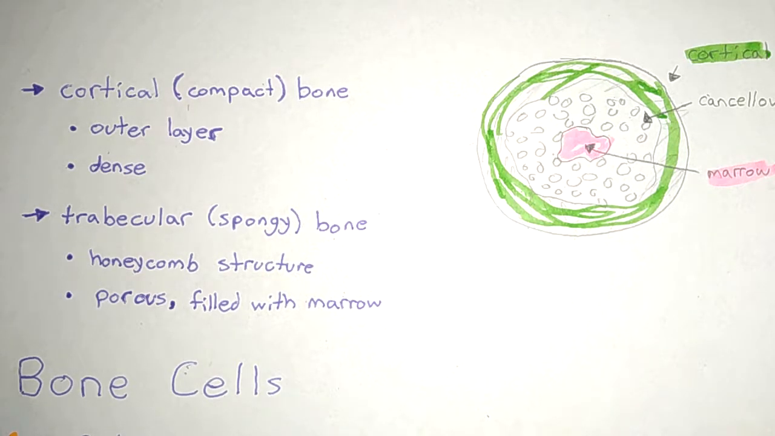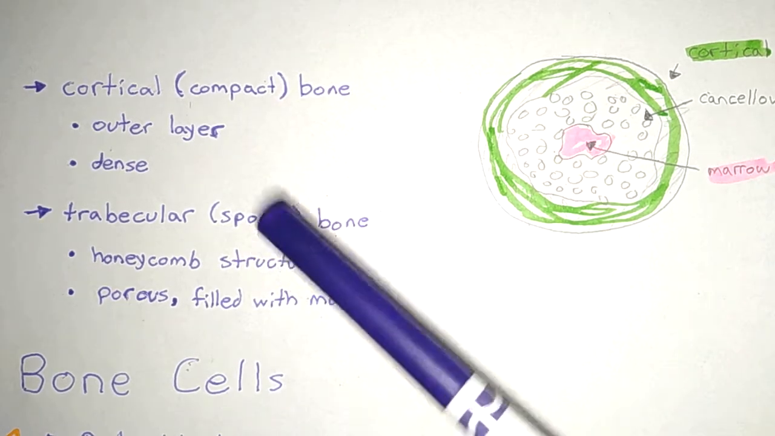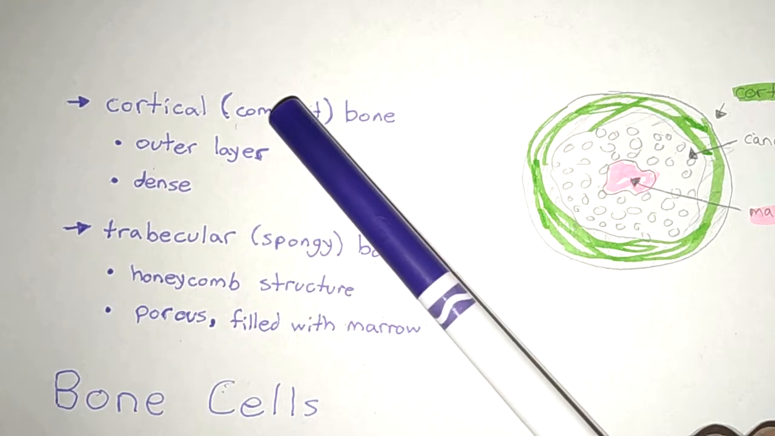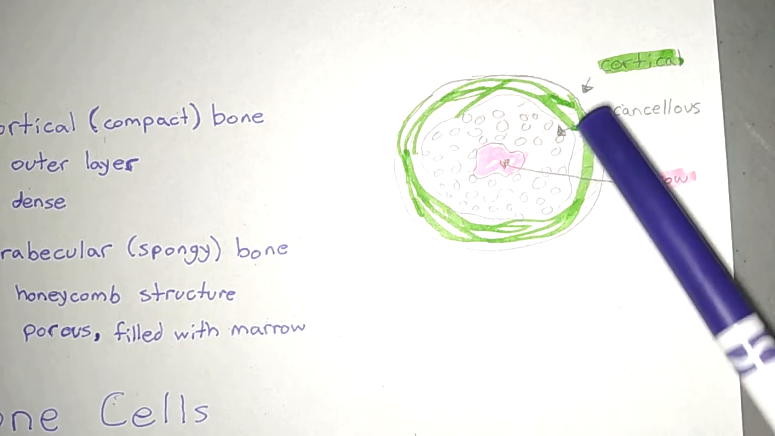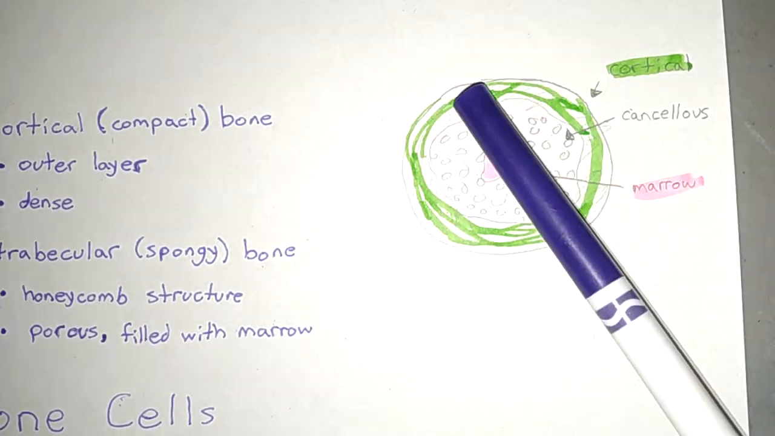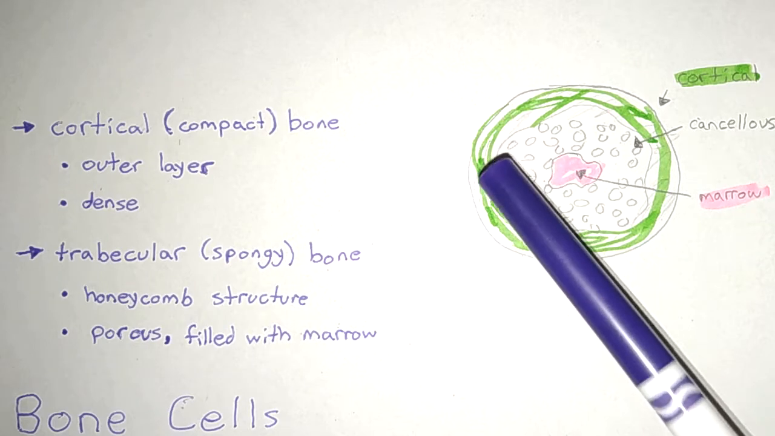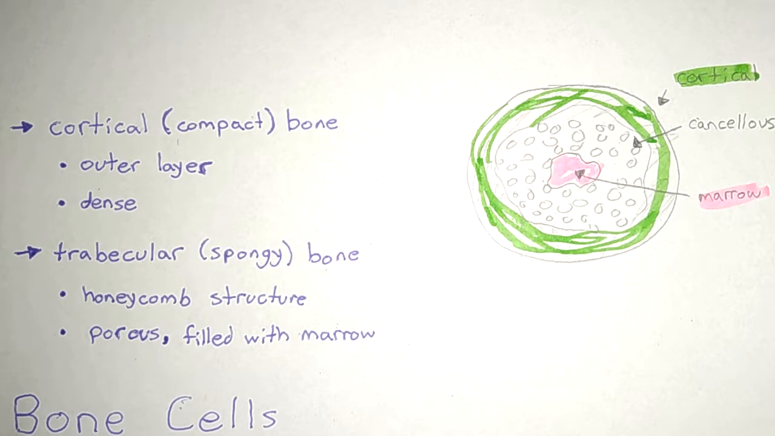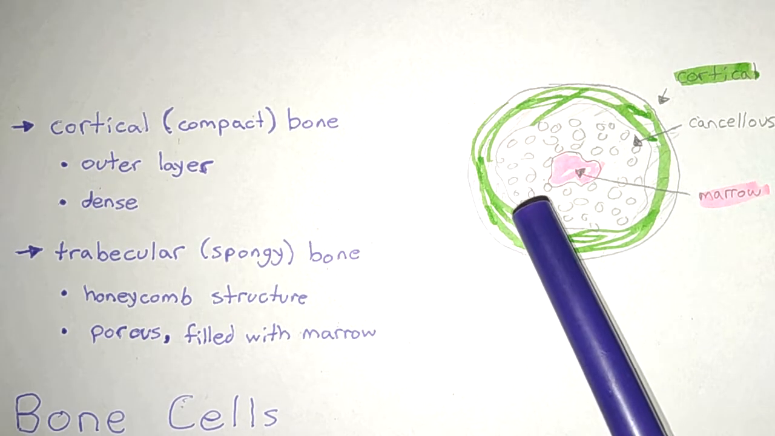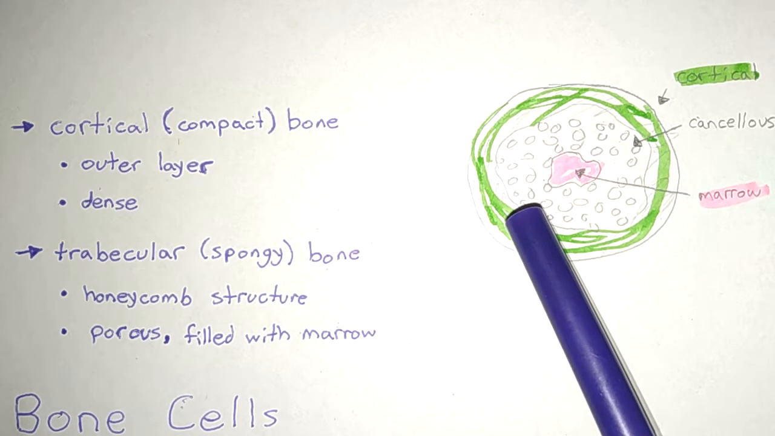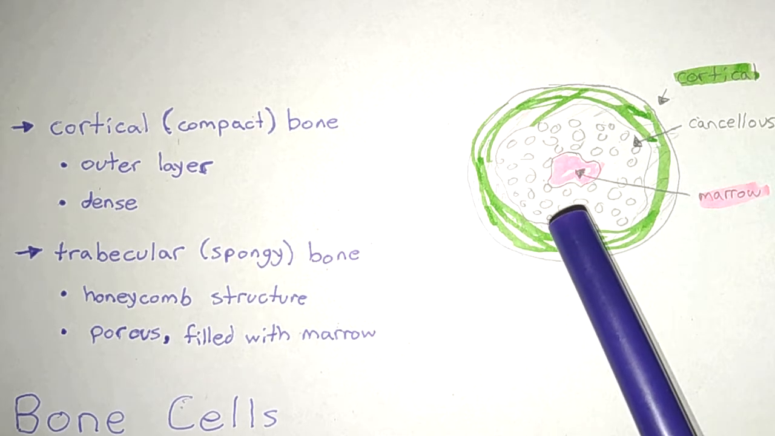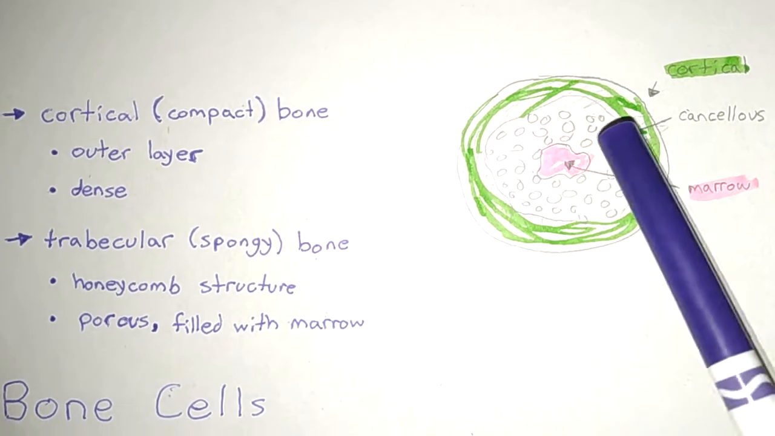There basically are two types of bone: cortical bone and trabecular bone. Cortical, also known as compact bone, is the outer layer of usually cylindrical bones or any structure-bearing bone. The outer layer is usually cortical bone because of its dense nature. It's dense, and as we'll see later, made up of calcium hydroxide and calcium phosphate, which are really dense ceramics.